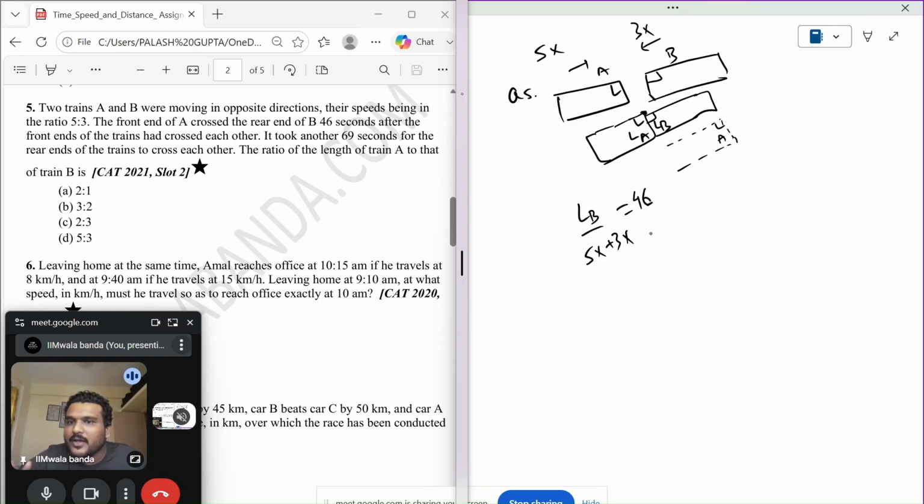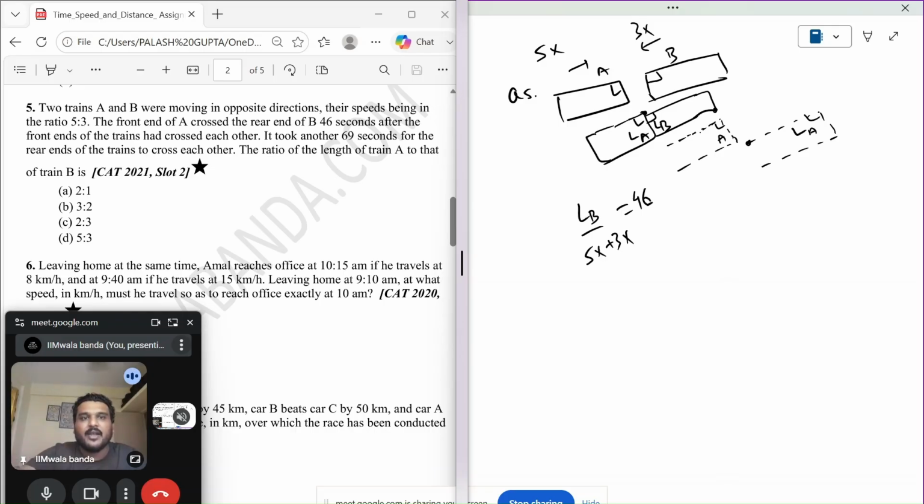Now, it took another 69 seconds. So it is still moving, and now what will happen is it will again move forward. It is saying it took another 69 seconds for the rear end of the trains to cross each other. Now, this is the rear end and this is the rear end. So for this rear end to cross the other, it has traveled its own length. Now from here till here, it has traveled its own length till its rear end will touch the other rear end.